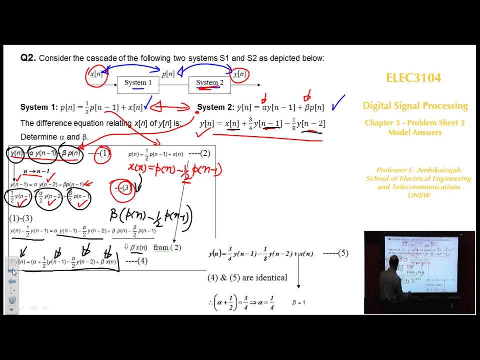Therefore, from 4 and 5, I can say they're identical. So alpha plus 2 is equal to the coefficient 3 over 4. And beta, if you look at here, is 1. So beta is 1, and simplifying alpha plus 2 gives alpha as 1 over 4. So in this difference equation you need to manipulate it to get the form of output versus input, and then equate the coefficients. Try this question again yourself and see whether you are able to work through this.